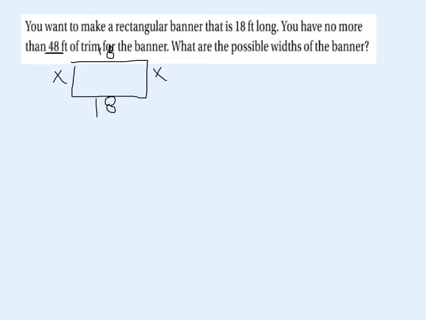So a banner with a trim would be my perimeter. So it'd be 18 plus 18 plus x plus x. This expression right here cannot be any more than 48. So this has to be less than or equal to 48. Because it cannot be greater because I only have 48 feet of trim.